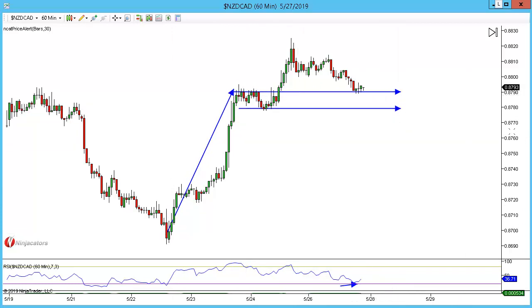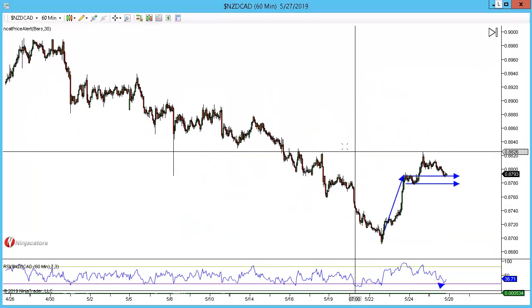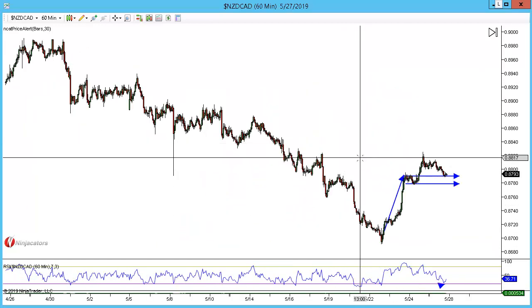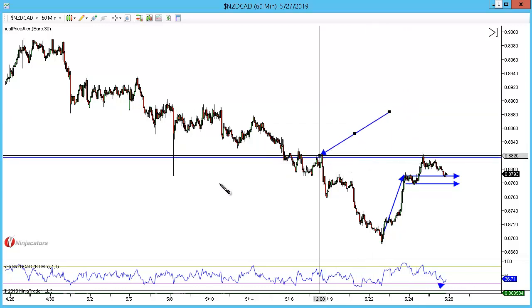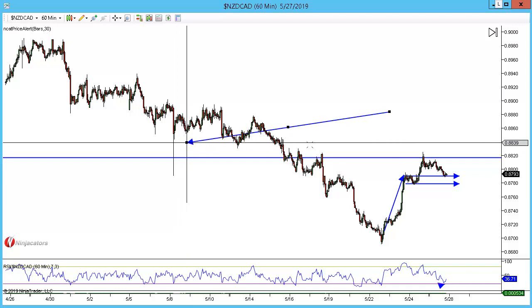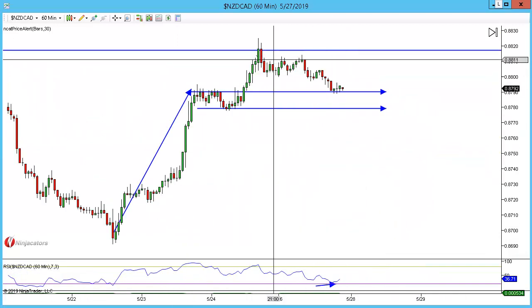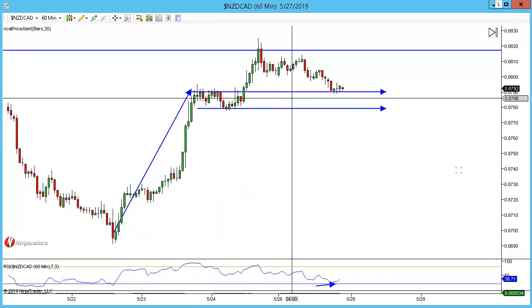And for me, this is a flag pattern. Now, if I put a structure level on right at our highs here, we have come into the structure level, and this wick does concern me. So I'm only going to be playing for a retest of the highs here.